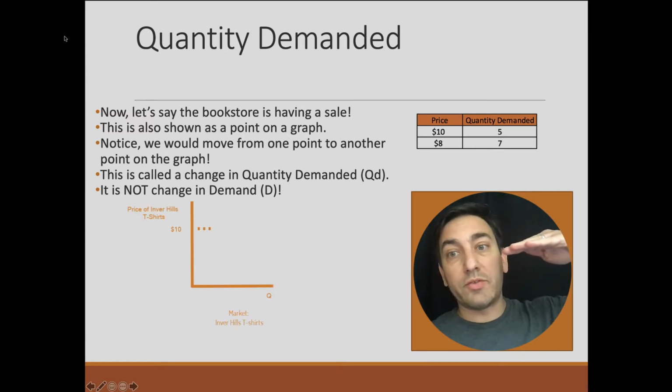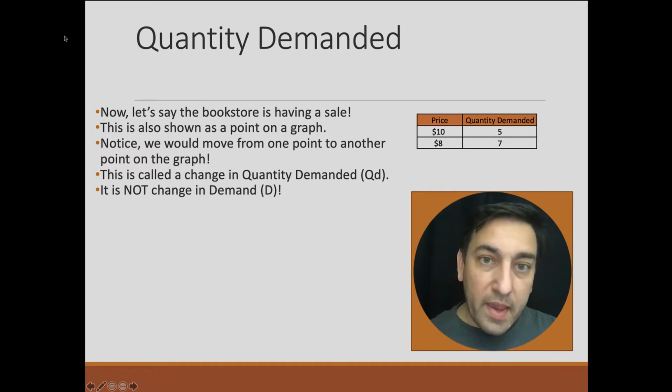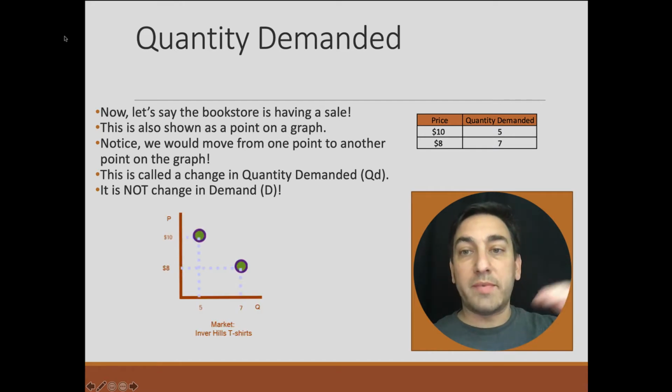Okay, so now let's say the bookstore is having a sale, and the price of shirts went from $10 each to $8 each. We want to understand what that looks like on the graph. Now, be careful. What I just said was a simplification. What I said was the price fell from $10 to $8.